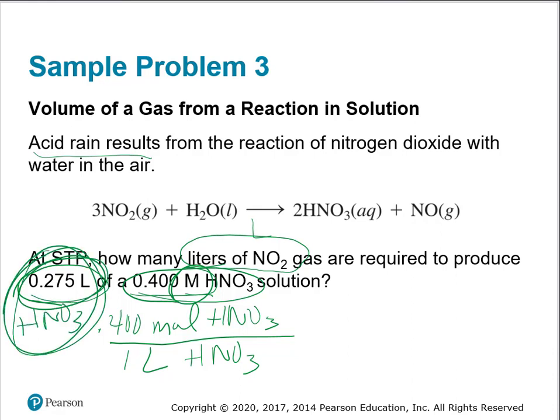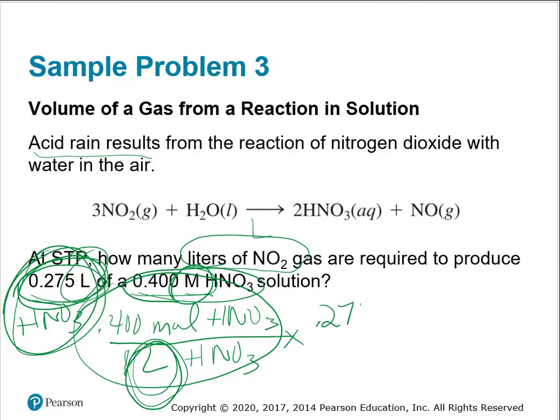So if I know liters of HNO3 and moles per liter of HNO3, since I have 2 liter units, let's get rid of liters and leave me with just moles of HNO3. And because liters is on the bottom here, I can just multiply by 0.275 liters of HNO3, and that'll cancel liters and liters, leaving me with moles. If I know moles, I can get to moles of another substance. That left me with 0.11 moles of HNO3. Let's bring that up to the top here.